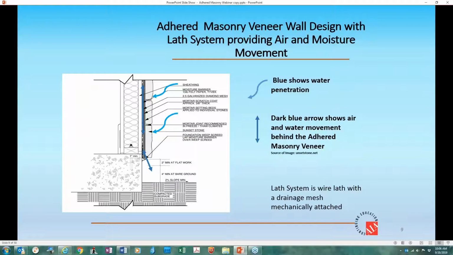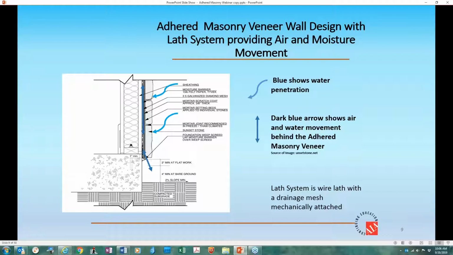Adhered masonry walls basically only can dry through the mortar joints and down to the weep screed. And this becomes sensitive because as that scratch coat is saturated, it allows for direct contact to the outer layer of WRB and ultimately to the sheathing. Because it's so much slower, that moisture is going to sit there longer, and it's going to have a longer time to find penetrations into that sheathing.